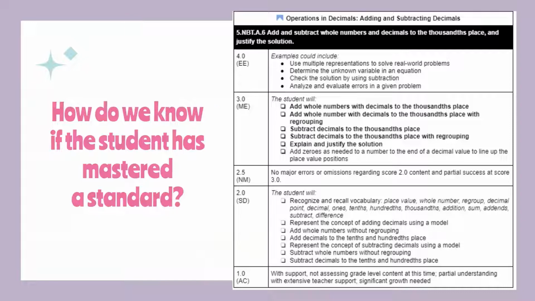Mastery is the target. Some kids will get there, but that's not our expectation forever. So when I say this, I just want to be clear that EE does not equal an A, ME does not equal a B, NM does not equal a C. It's a different system. They don't equate the same way. Our target is mastery of essential skills.